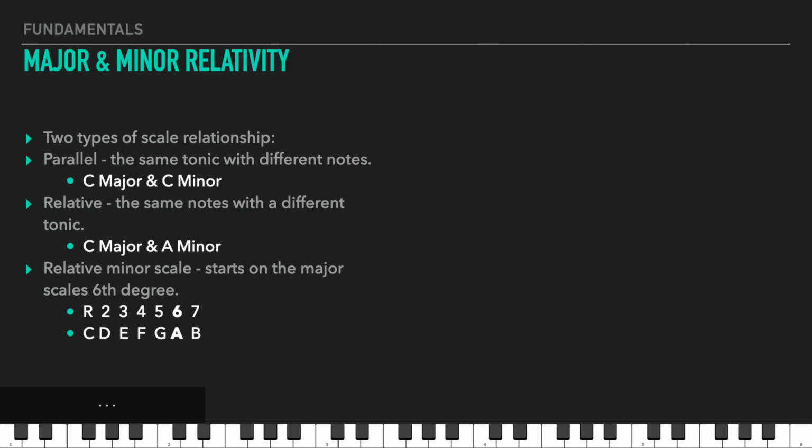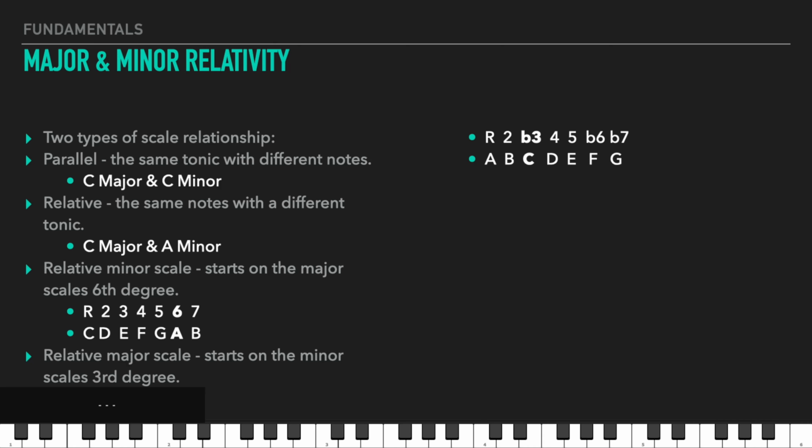I just go to any major scale, go to its 6th degree, play the exact same notes in order again, and it's going to be the relative minor scale of that major scale. Now, the inverse relationship is also true in that we can find the relative major scale of any minor scale by going to its 3rd degree.